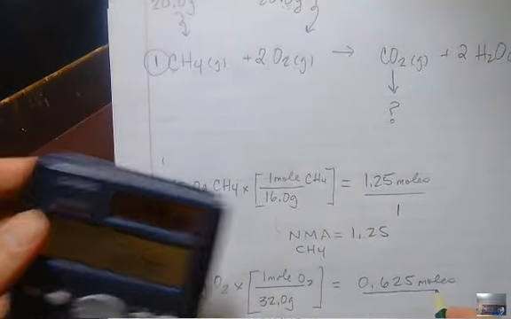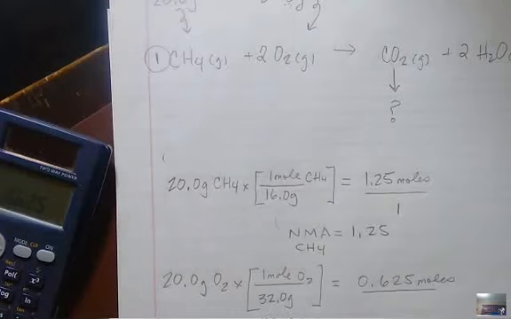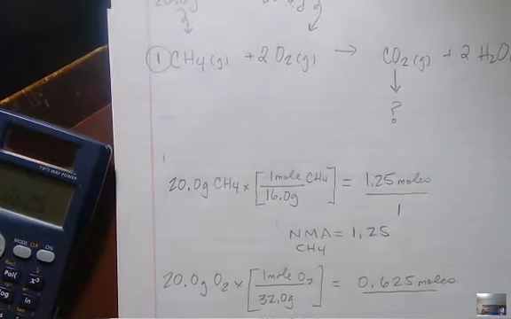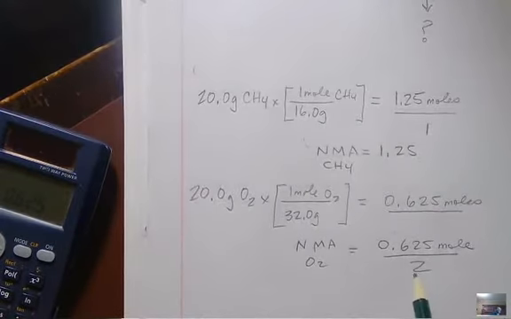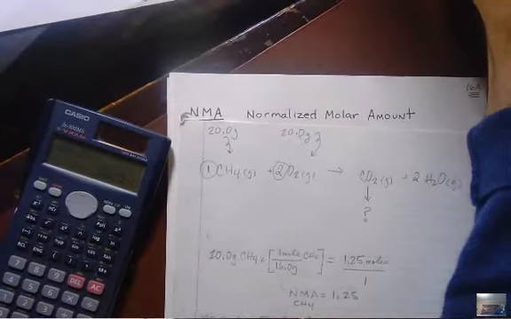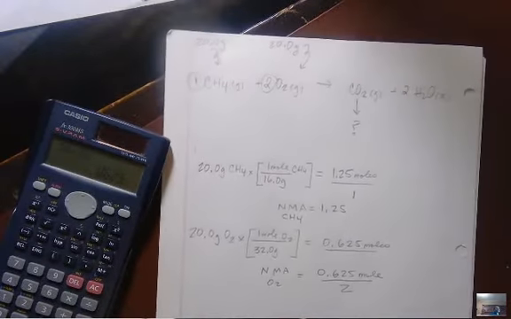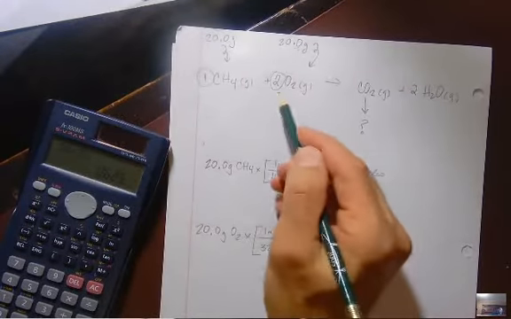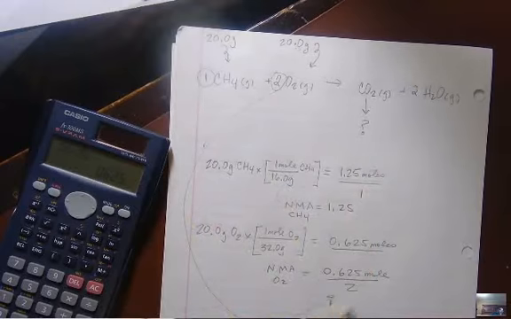Then the normalized molar amount for O2 is 0.625 moles divided by the coefficient 2. Where's this 2 come from? That's this 2 up here. So I'm going to make this a little bit smaller. You can see the whole page then. Okay, so that 2 comes from there.